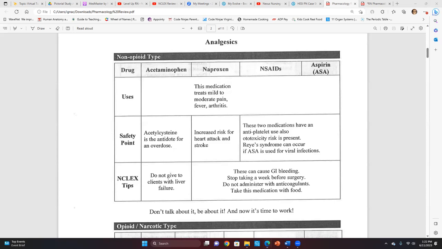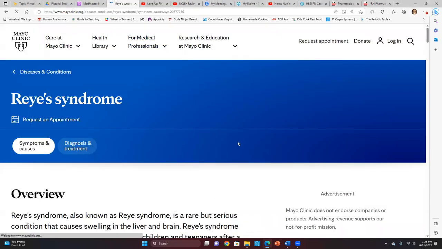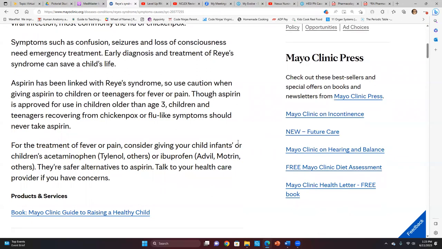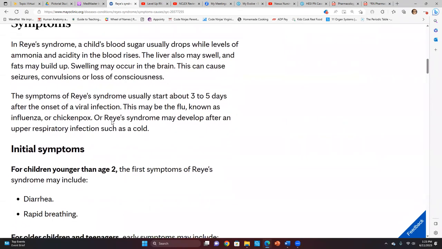Of course, I'm not going to find it quickly. Okay, let me see what Mayo Clinic is saying. Rare but serious. Although aspirin is approved for use in children older than age 3, children and teenagers recovering from chickenpox should never take aspirin. So that is specific.